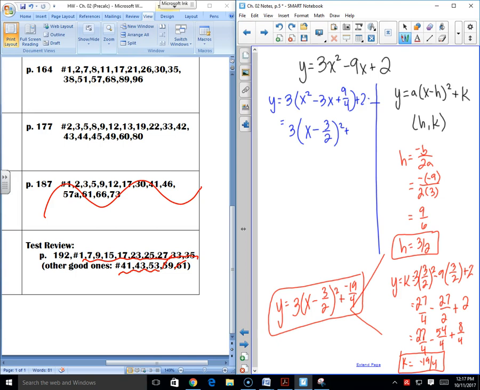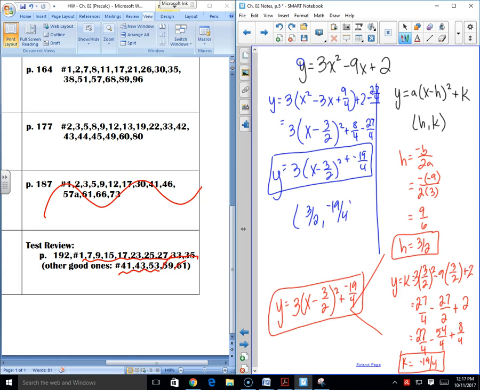The struggle is when you look to the outside, that's really a 27 fourths. And so you would end up with 8 over 4, which is 2 changed to a common denominator of fourths, minus 27 over 4. Maybe you guys notice that you end up with the exact same thing. And then you would have had to look at this and say, oh, it's x minus h, so h is 3 halves, and it's plus k, which is a negative 19 fourths. Do they both get you the same answer? The answer is yes. Two different ways, and both ways are good.